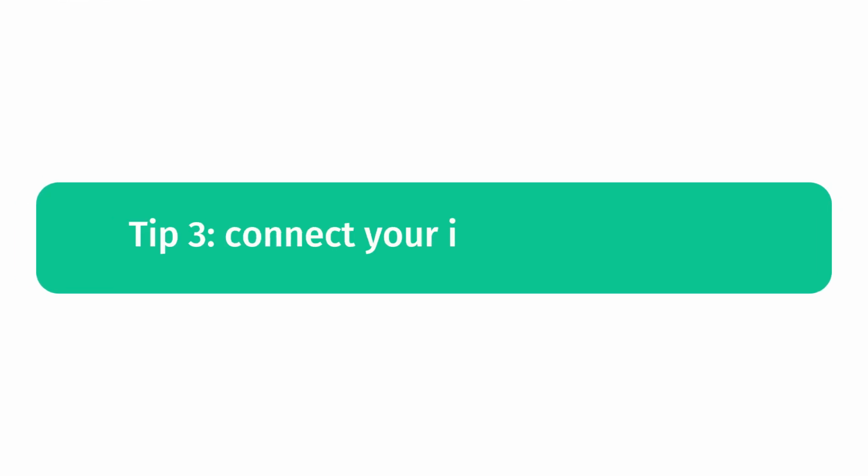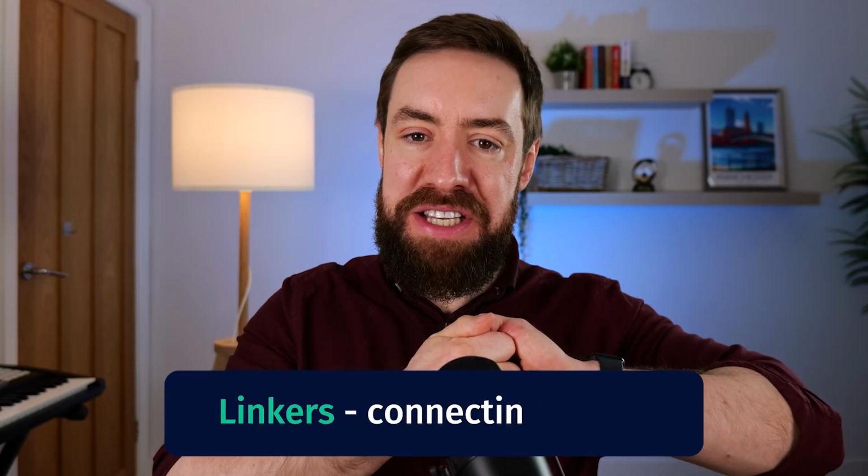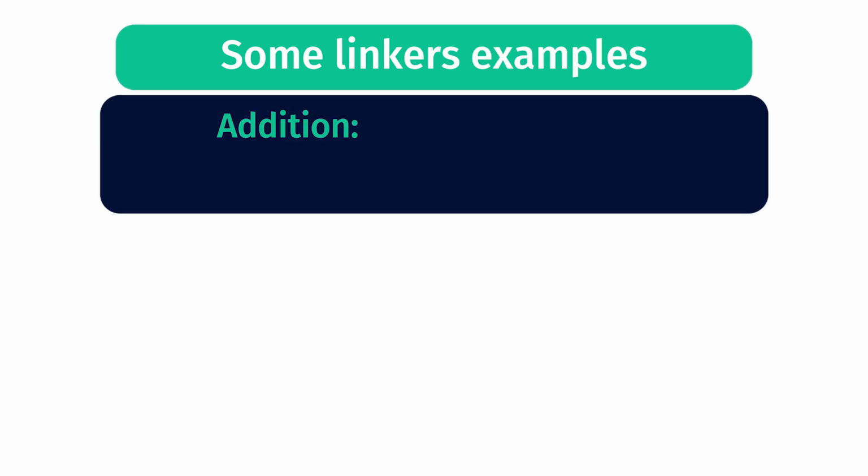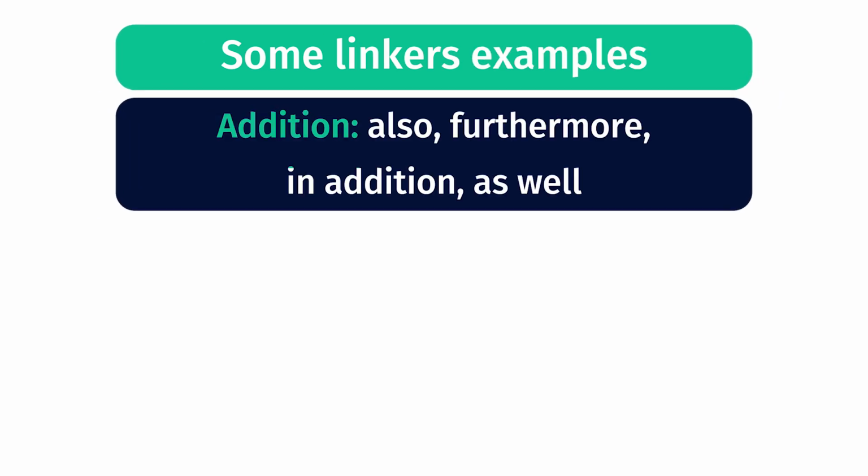The third tip is to improve your cohesion. That means how well organized your essay is, using linkers. Linkers are like connecting words, and they really help the organization of the essay to seem a lot better. So let's take a look at a few that you can use. If you want to add an extra point, like a second point or a third point, you can use these ones: also, furthermore, in addition, as well.